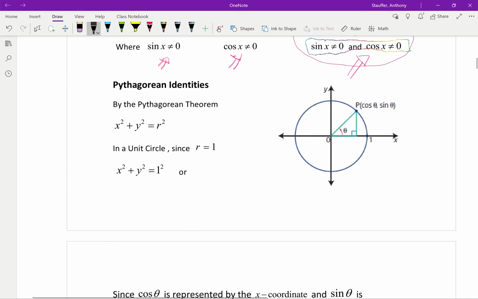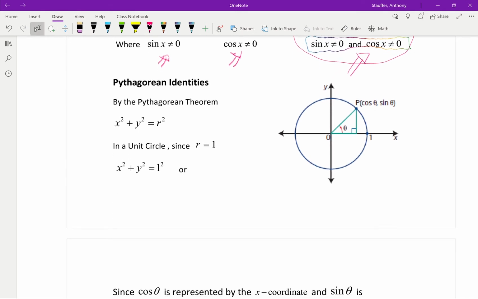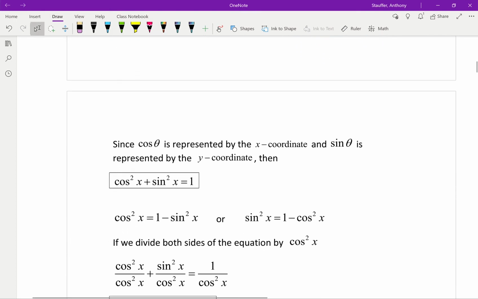Now from here, we have the Pythagorean identities. And this all comes down to the equation of the circle, where you have x squared plus y squared equals r squared. Well, from before, we had x is cos and y is sine. Also, our radius was 1 because it's a unit circle. So that gives us this wonderful identity of cos squared x plus sine squared x equals 1.